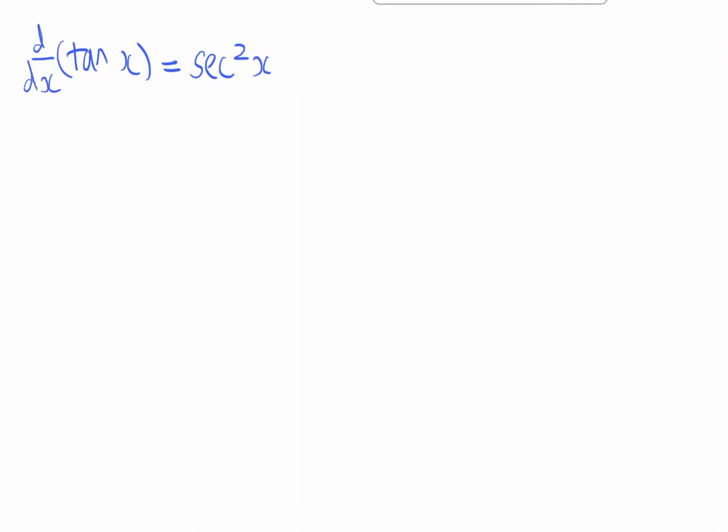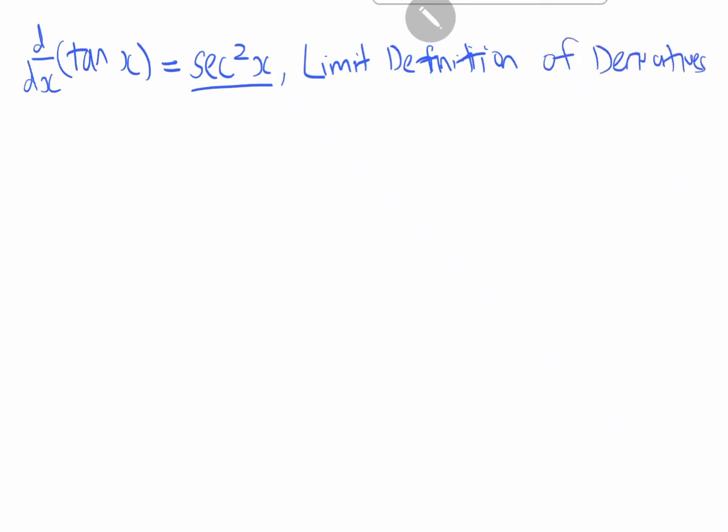Hi everyone, in this video we are going to do the proof of the derivative of tangent x, which is secant square x, by using the limit definition of derivatives. So now, same like in our previous two videos, we are going to use the formula for the limit definition of derivatives to prove this.